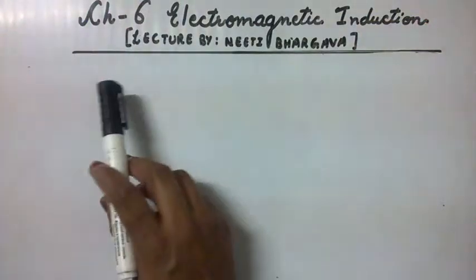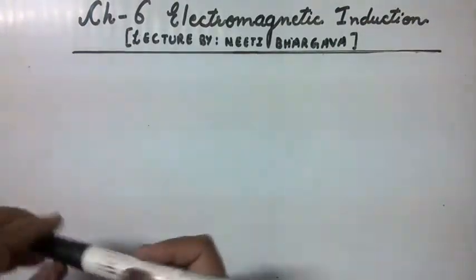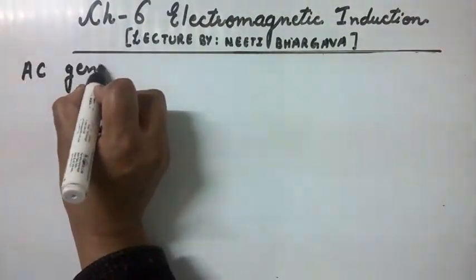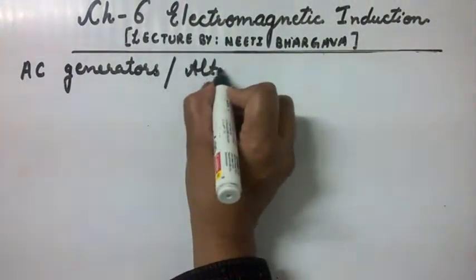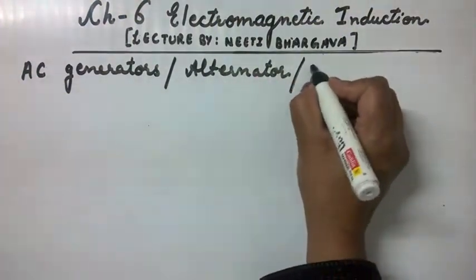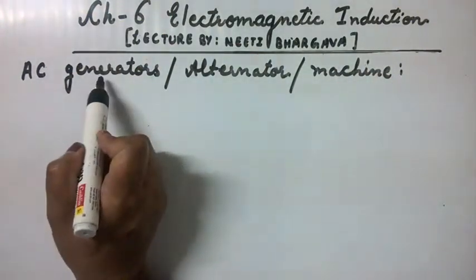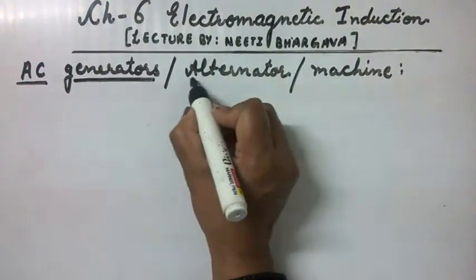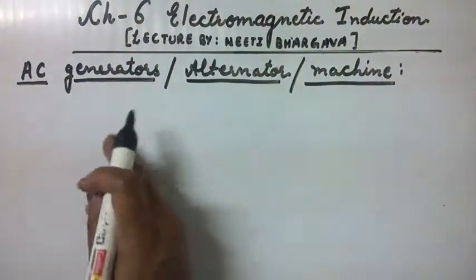Now, after studying chapter number 7, that is alternating current, let's study the last topic of chapter 6, that is alternating current generator. AC generators are also known as alternator or AC machine. As the name suggests, it is used to generate alternating current. And the generator which is used to generate direct current is known as DC generator. So let's study about AC generator in detail.